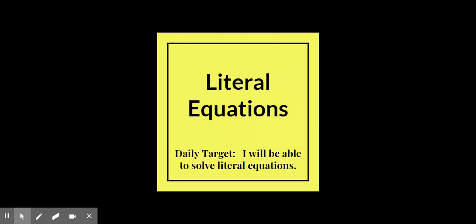In this lesson, we will introduce literal equations. Literal equations will become extremely useful in the next few weeks when we start putting equations into slope-intercept form. However, today will just be an introduction lesson. The target for this lesson is that you will be able to solve literal equations.